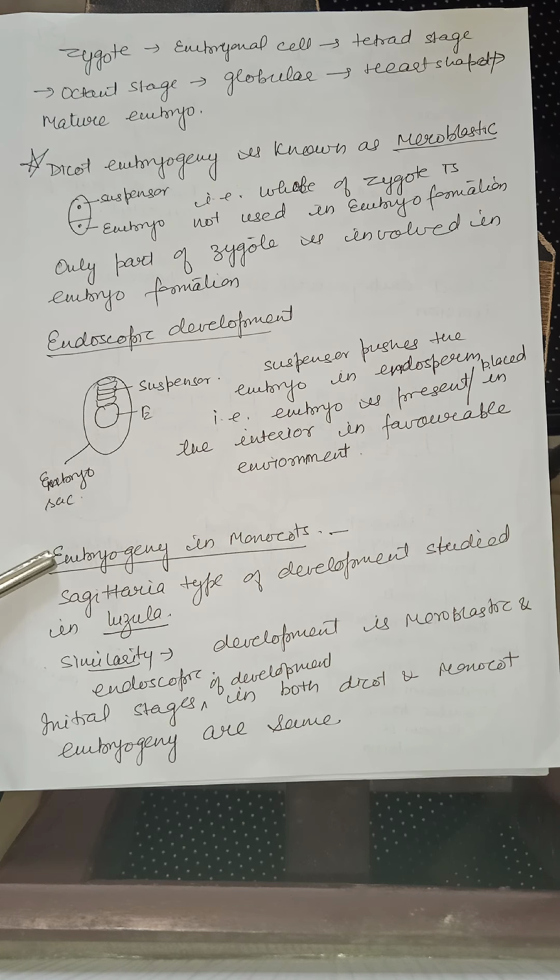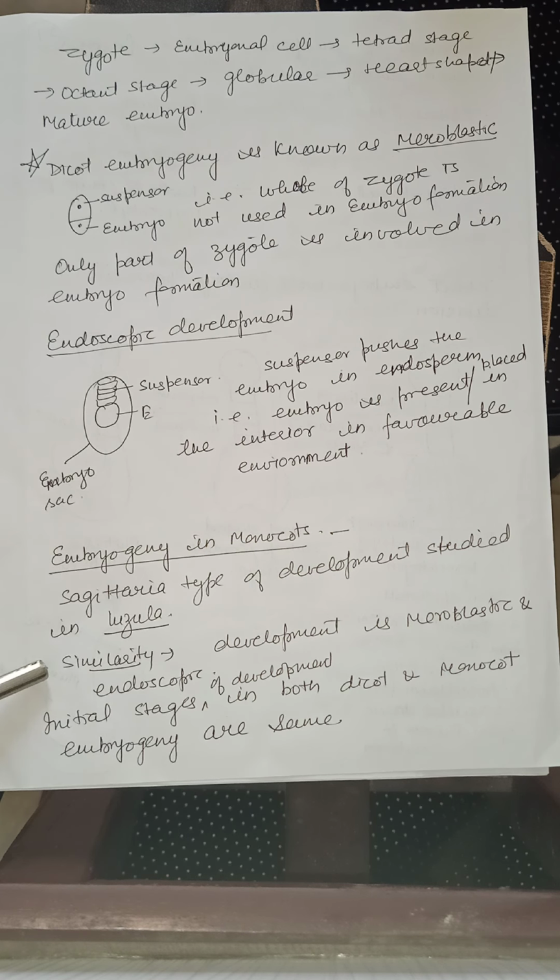Now, embryogeny in monocots. This is not discussed in your NCERT. I am also discussing it very briefly because it is important for NEET. Embryogeny in monocots: Sagittarian type of development. That was known as the crucifer type of development in dicots. Now it is known as the Sagittarian type of development in monocots, and it was studied in Luzula.